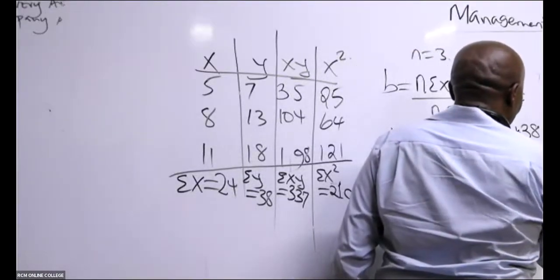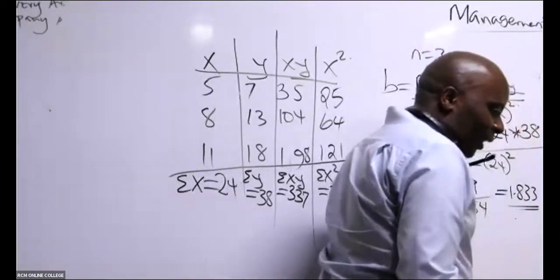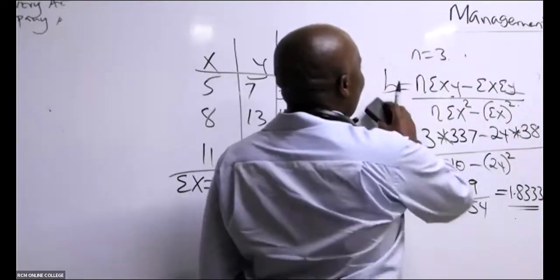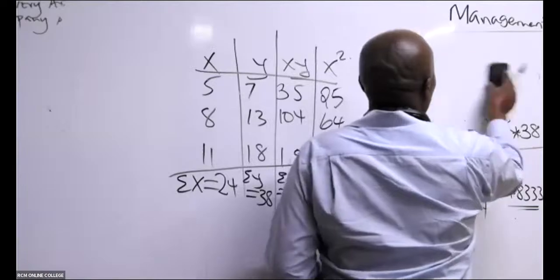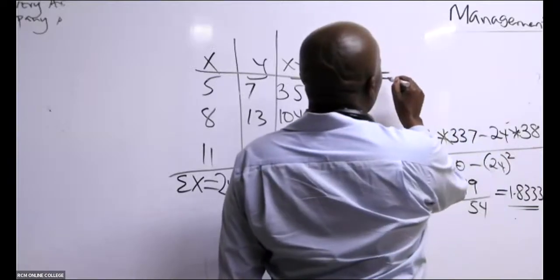1.833. 1.833 like this. 1.833. Thank you so much. 4 decimal places. 3. So then having gotten B, we should be able to go ahead and get what here? Somebody. A. So our A will be equal to who?